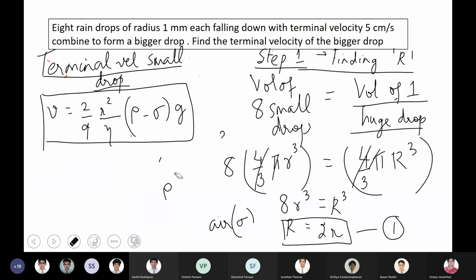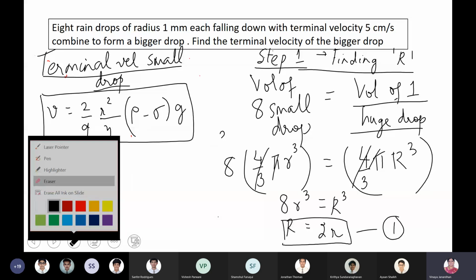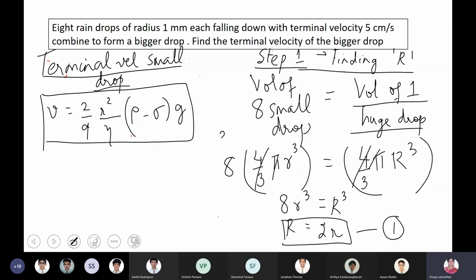Fine, boys. Same way, can you write an expression for the terminal velocity of the small drop? I'll go for the terminal velocity of the large drop, right? Terminal velocity of large drop.